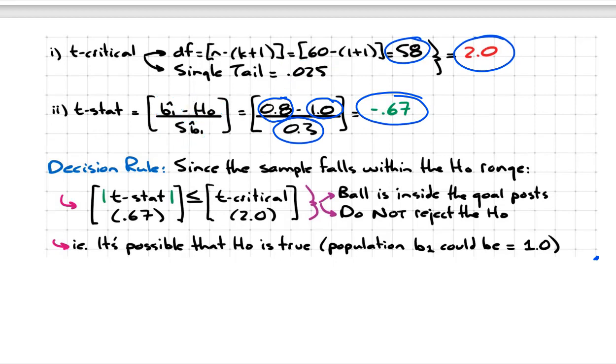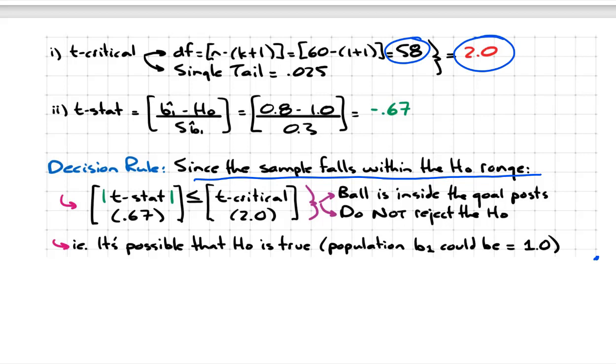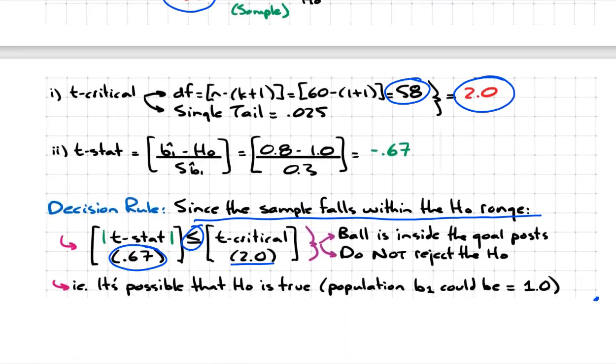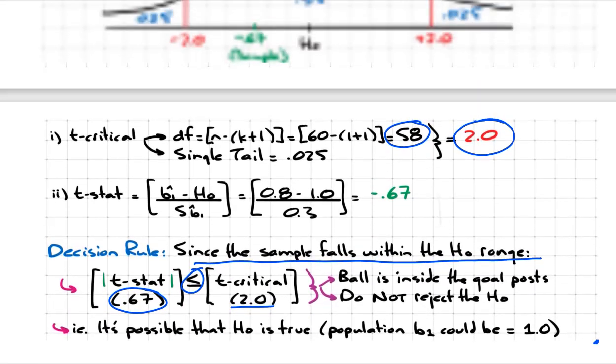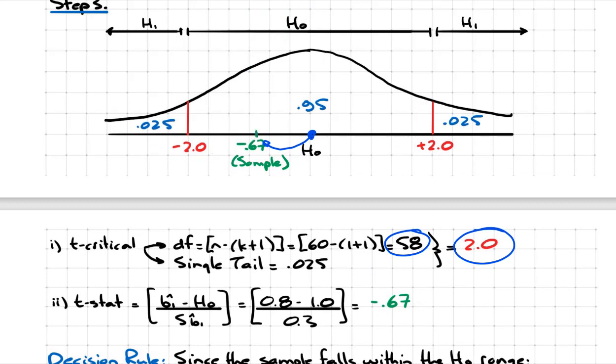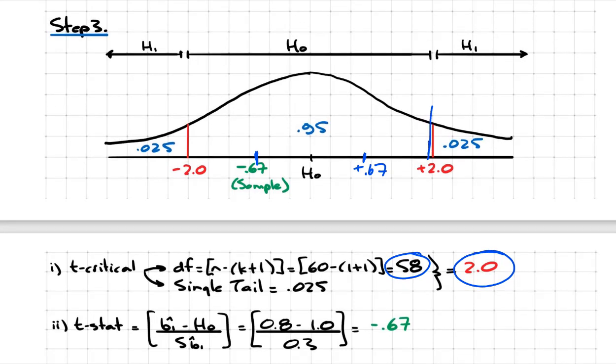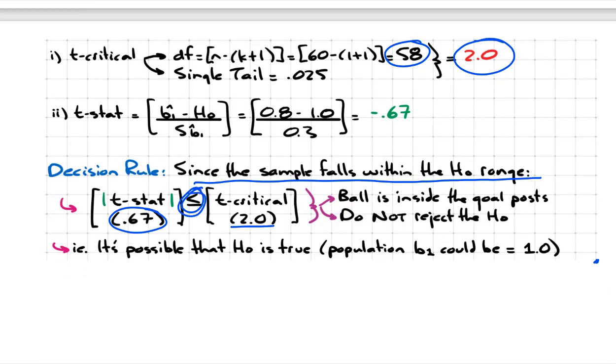So the decision rule: since the sample falls within the null range, in other words, the t-stat, which is 0.67, was less than 2.0. And notice we're taking the absolute values here, ladies and gentlemen, because it doesn't matter if the sample came on this side or that side. Whether it was minus 0.67 or plus 0.67, the important thing is it fell within the null range. That's why we look at the absolute value. So these negatives don't mean anything. And that's exactly what we got here.